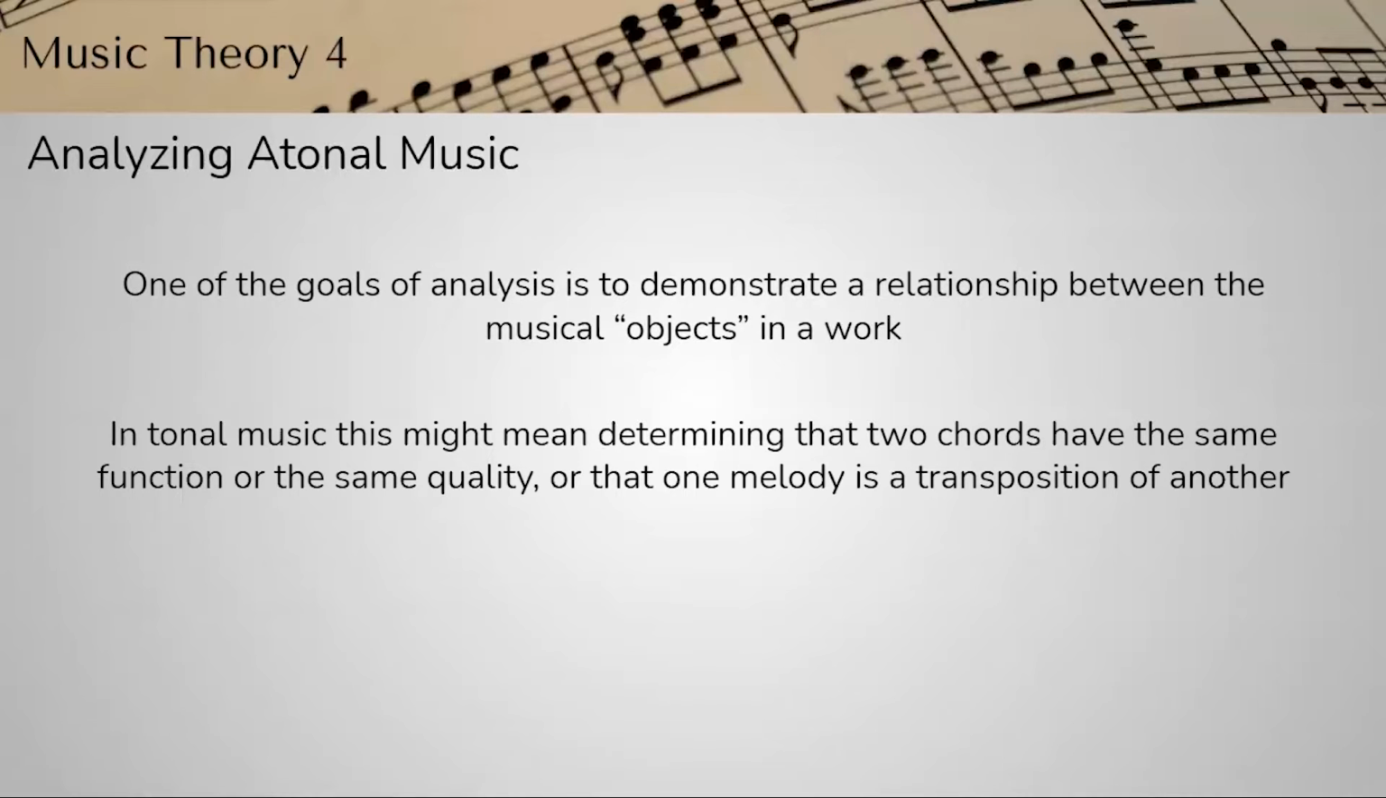Melodies can be based on scales, and if two melodies are based on the same scale, they have a certain relationship with each other. If they're based on different scales, they have a different kind of relationship with each other. So when we're talking about analysis at its most fundamental level, that's really what we're talking about. We're comparing two different musical things, right? Musical objects, musical structures, chords, scales, whatever, and we're determining if they have some kind of relationship.